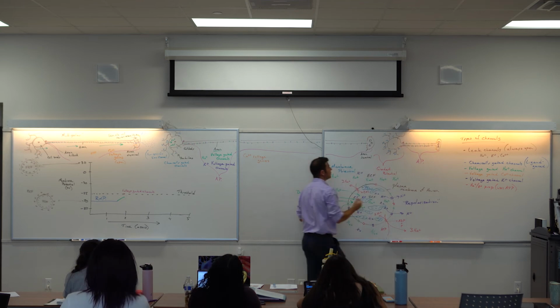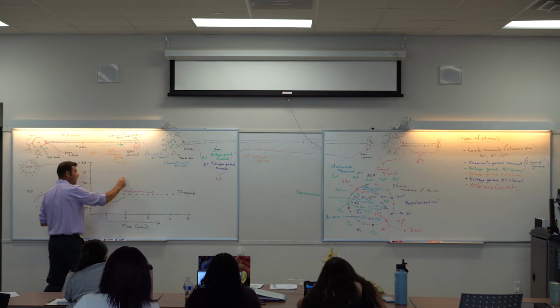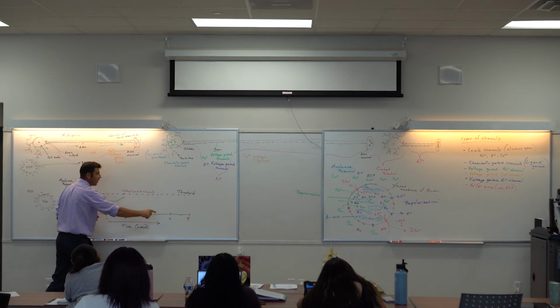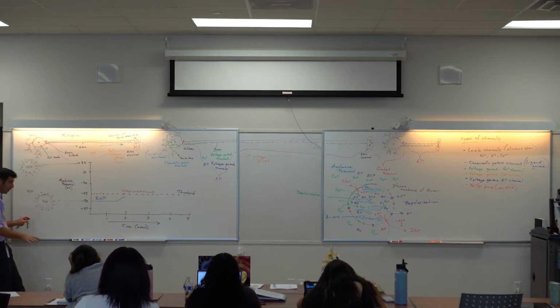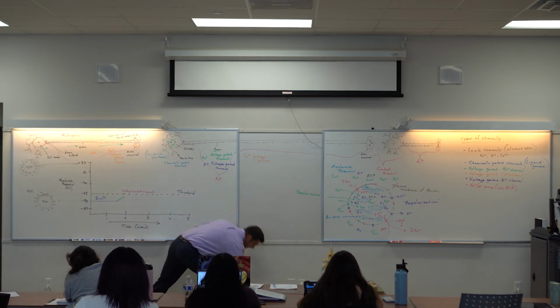So this is the first domino that has to fall if we're going to generate one of these action potentials. If we're going to generate an action potential, it's going to start right here above threshold, and it's going to involve voltage-gated channels. Right now we have not involved voltage-gated channels because we have not yet crossed threshold. Okay, said that a couple of times.